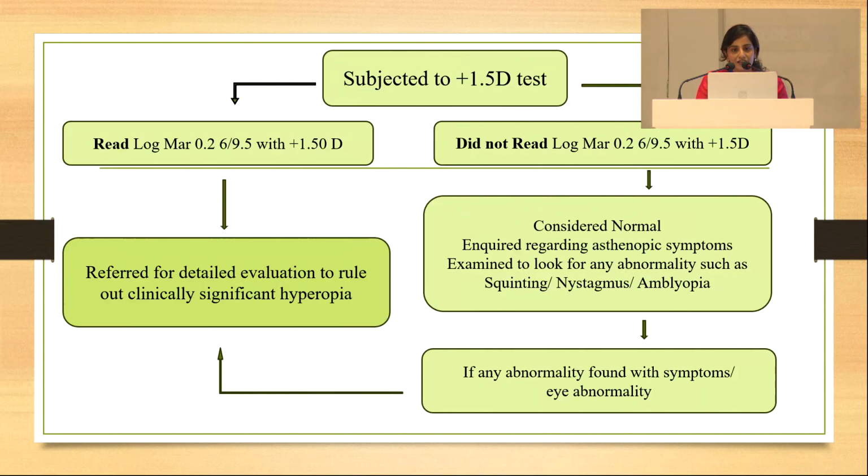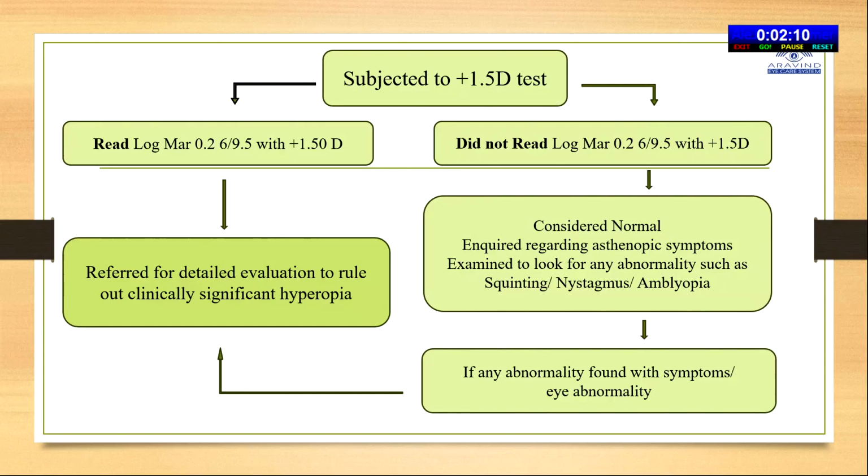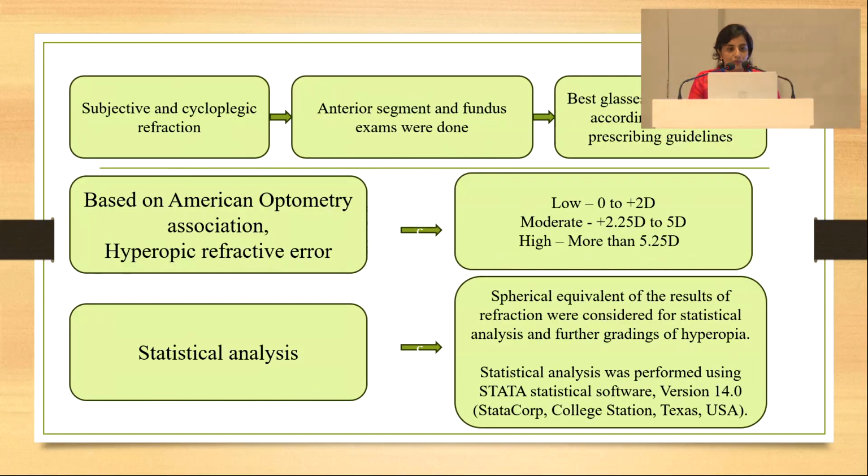When subjected to the 1.5 diopter test, the students who read logMAR 0.2 with these lenses were referred for detailed evaluation to rule out clinically significant hyperopia. Those who did not read logMAR 0.2 with plus 1.5 diopter lenses were considered normal, however they were inquired about asthenopic symptoms and examined for abnormalities such as squinting, nystagmus, amblyopia. If any were found, they were referred for detailed evaluation. After that, they were subjected to cycloplegic refraction, anterior and posterior segment evaluation, and best glasses were given according to the prescribing guidelines based on the American Optometric Association.